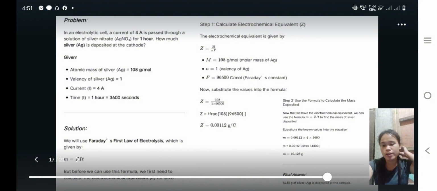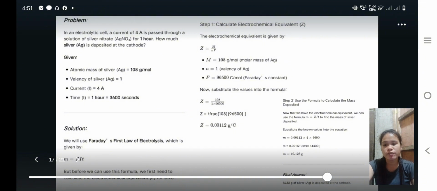So we will use Faraday's first law of electrolysis, which is given by M equals Zit. But before we can use this formula, we first need to get the electrochemical equivalent. So let's get the electrochemical equivalent.